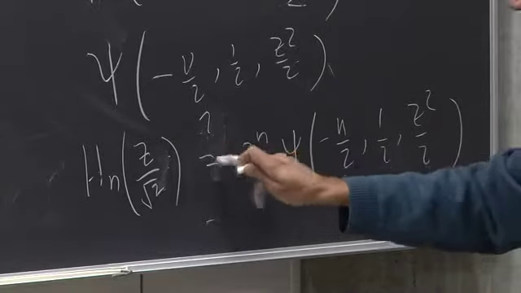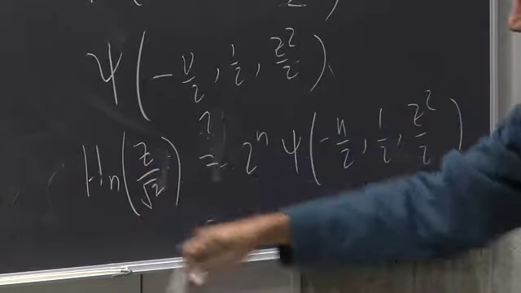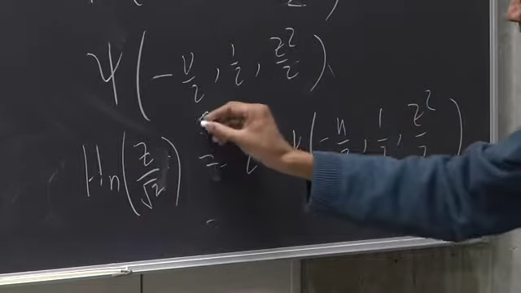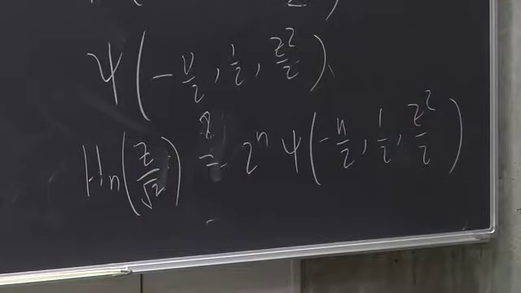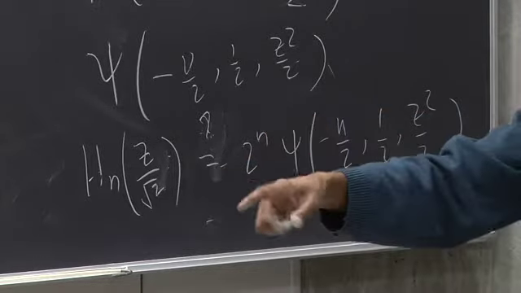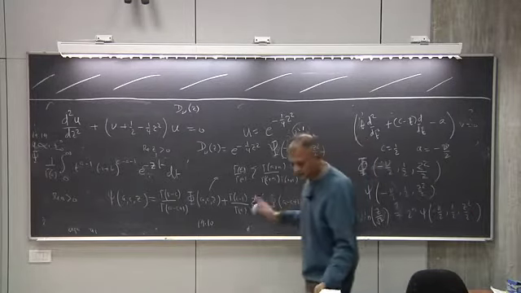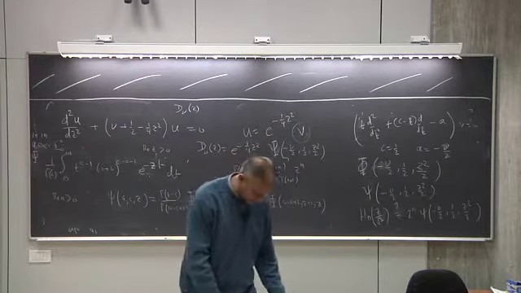So please check this. To check this, what you need to show is that this truncates. These 2 to the n and root 2, etc., are just various normalization factors, so that's not the important point. But the important thing is to check that it truncates to n.